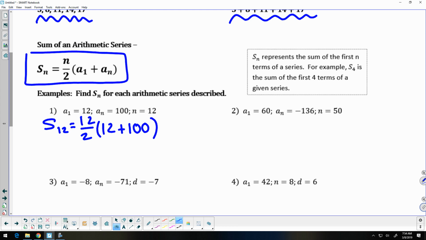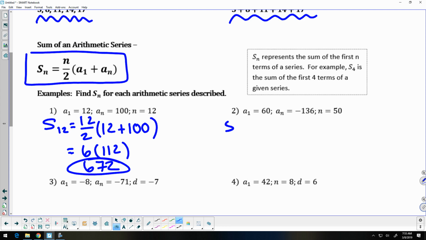Now calculating, 12 over 2, that's just 6. And then adding 12 and 100, that's 112. And now we just need to multiply 6 times 112, and that should be 672. So although we didn't really know those other numbers, we only had 2 of the 12 numbers altogether, you can still find the total sum. So 672.